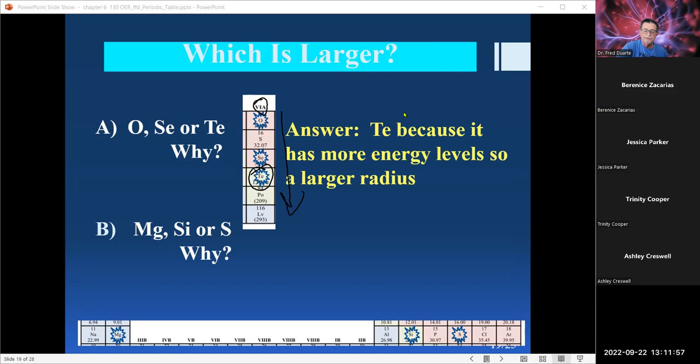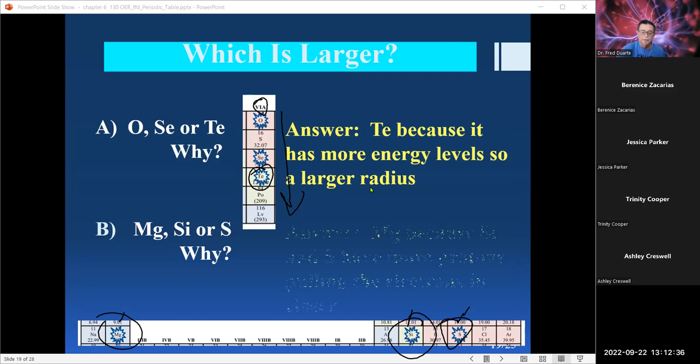Now, with respect to magnesium, silicon, and sulfur, same approach to begin with: first find them on the periodic table. All right, and in doing so, we find them right here. So all of them have in common that they're on the same period, same energy level. So we have to look at the next thing. If they're on the same energy level, we need to figure out who's got the greater number of protons. And here, sulfur has a greater number of protons, so its diameter is going to be much smaller than silicon and magnesium, right?